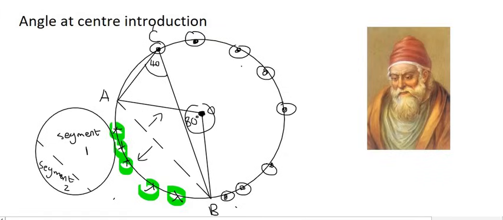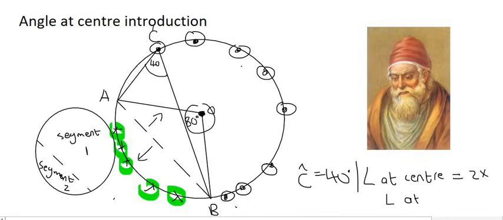And so what we would do in a test is say that angle C is equal to 40 degrees. And the reason for this is quite a long reason. It goes like this: the angle at the center is always equal to 2 times, meaning double, the angle at the circumference. So the angle at the center, meaning the 80, is always going to be 2 times the angle at the circumference. But remember, it only works if they are in the same segment.